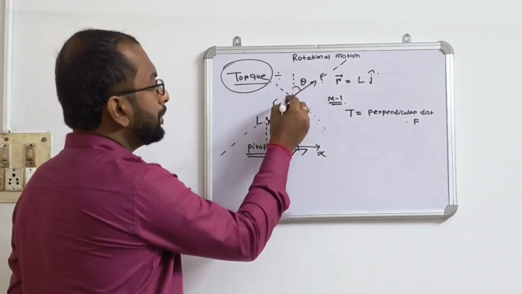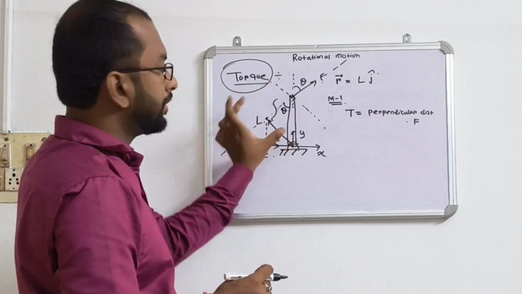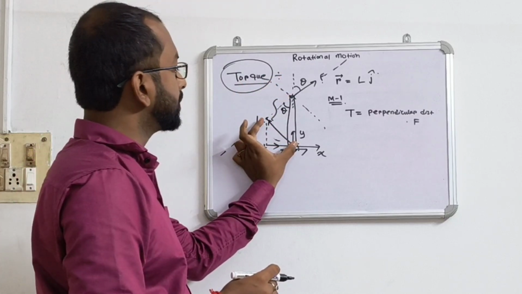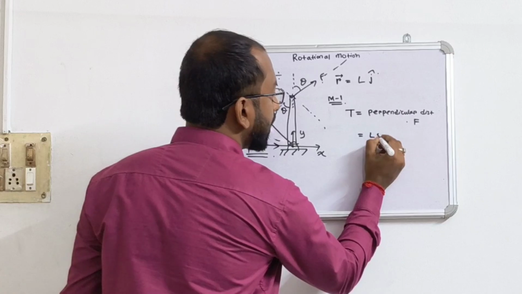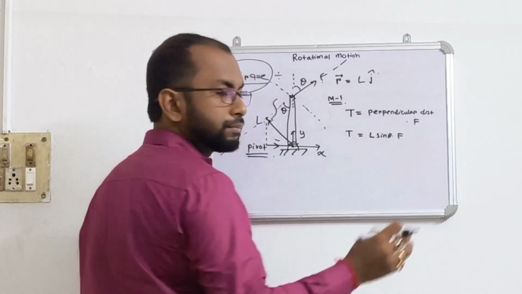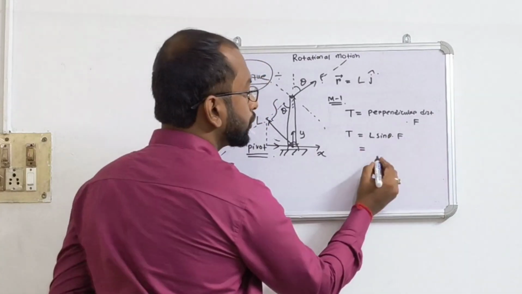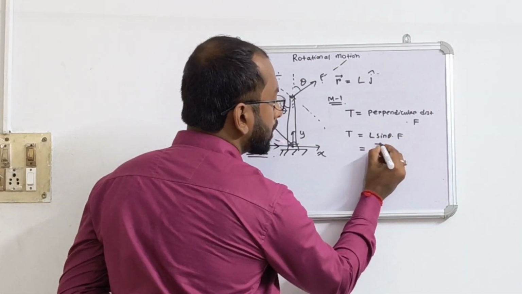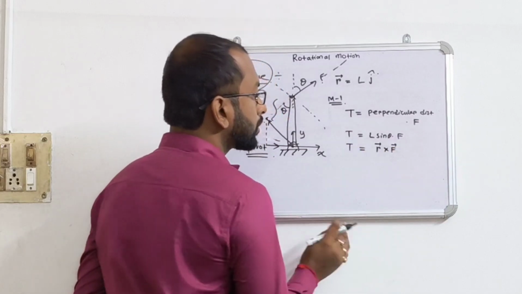So see, this is theta, which means this is also theta, and if this is L, this perpendicular distance is L into sine theta. So we can write that L sine theta into F, that is the torque. Or we can also write that R cross F, that is the amount of torque.